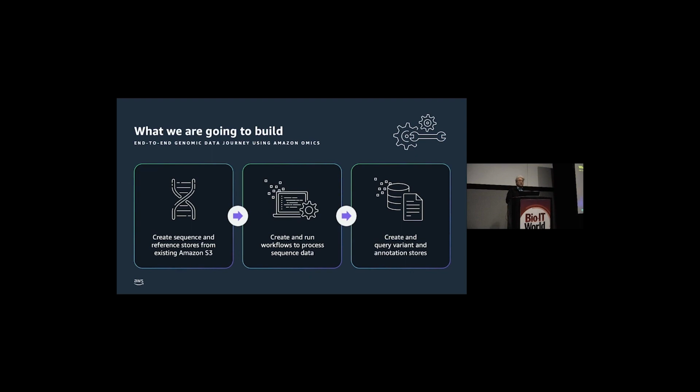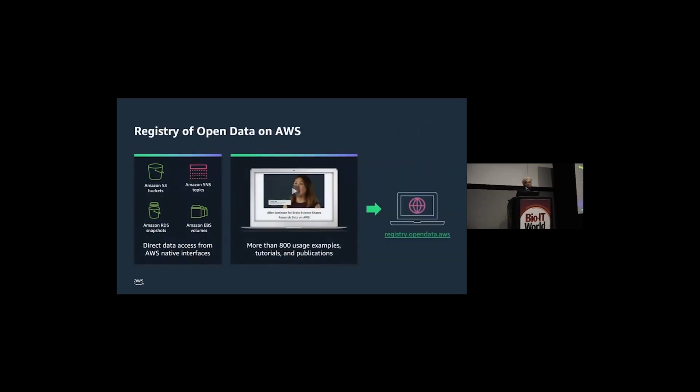Part of the data sets that we will use come from our open data program. So I want to highlight that just real briefly. The registry of open data exists to help people discover and share data sets that are available via AWS. All of these things can be accessed through AWS native interfaces like S3 buckets, SNS topics, RDS snapshots, shared EBS volumes. And the whole point of this is to make data available through whatever service makes the most sense for the community of users. And the importance is we don't want data access to be a blocker.